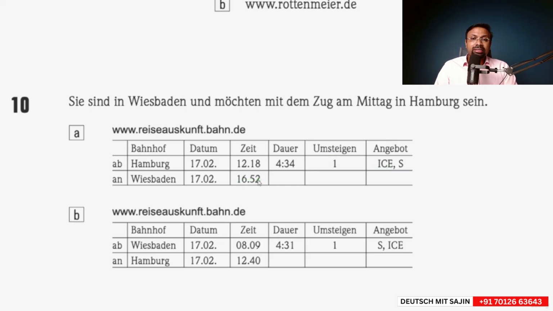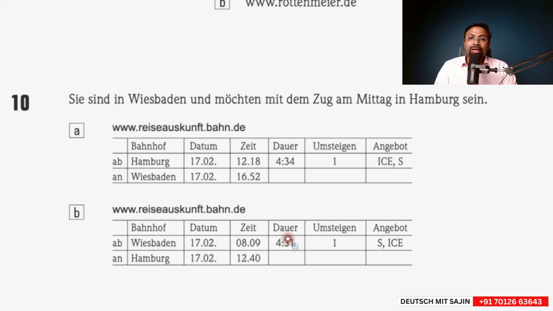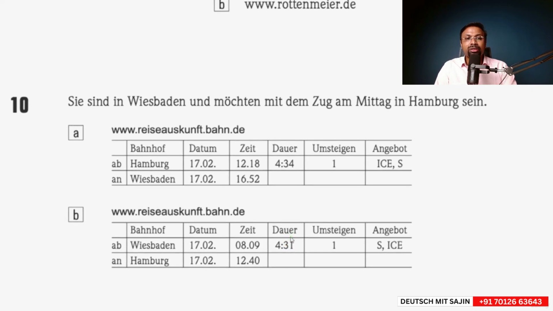Then the second one is here, ab. You start in Wiesbaden and arrive in Hamburg. It is the same day here. You arrive in Hamburg at 12:40. So the difference is the following. You are in Wiesbaden and you want to go to Hamburg. That means the first one cannot be correct, because the first one is you starting from Hamburg and going to Wiesbaden. This is not the case.